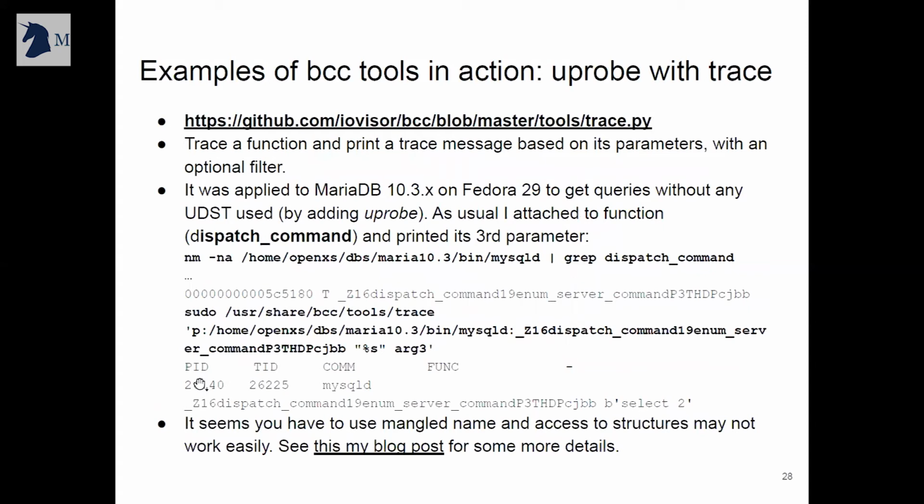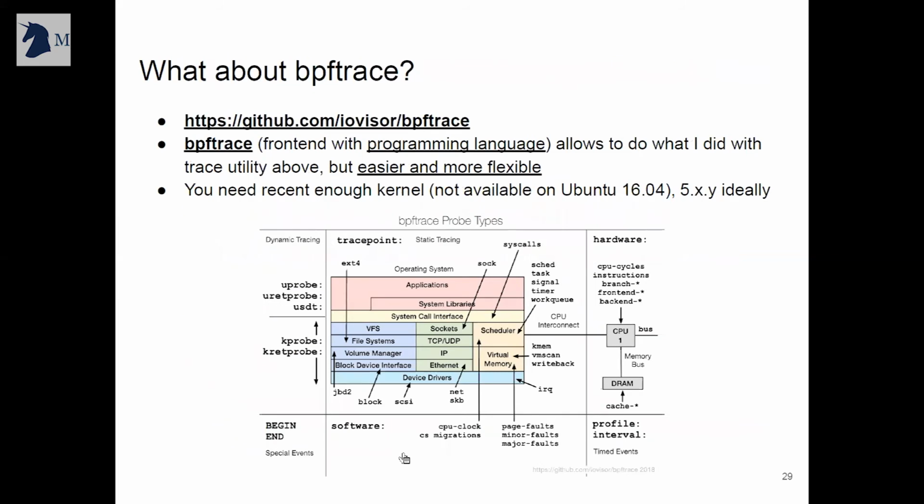Again, I did the same exercise with ftrace and with perf. I captured the statements executed. The syntax is a bit different. We have to use the mangled function name. We have to provide the format as in printf, and we can use function arguments by the names arg1, arg2, arg3. There is a blog post with a lot of details explaining how I did it. Lastly, there are many more tools.